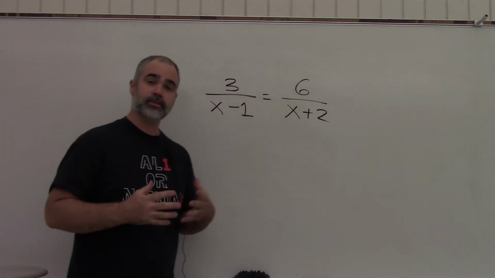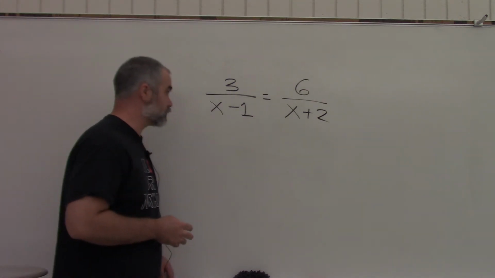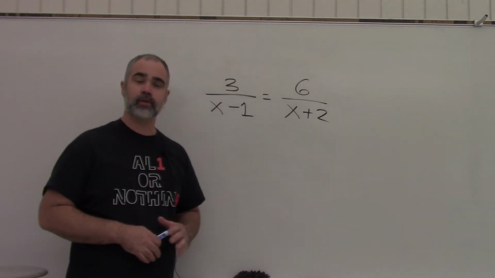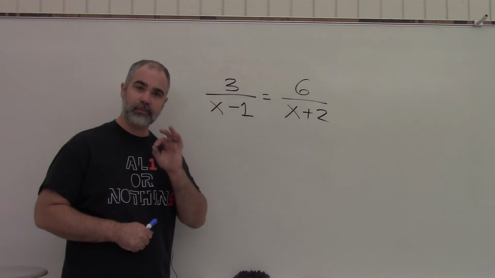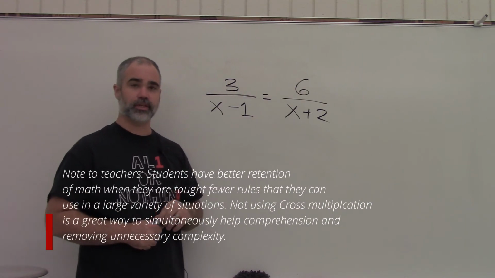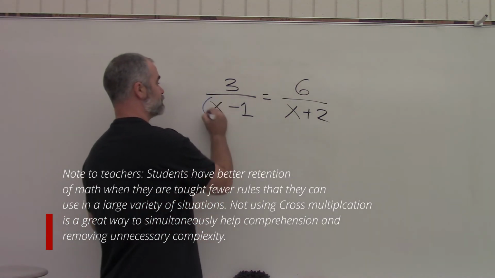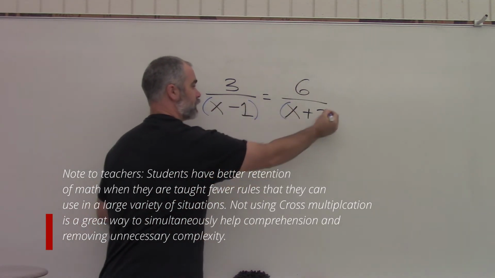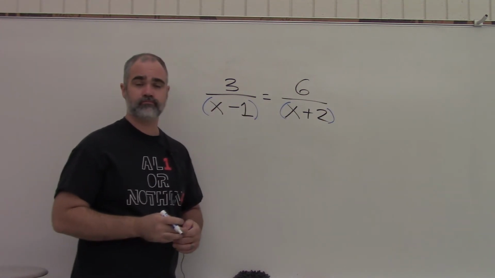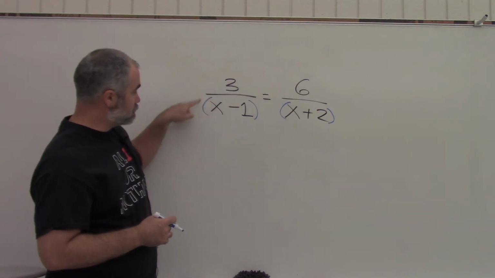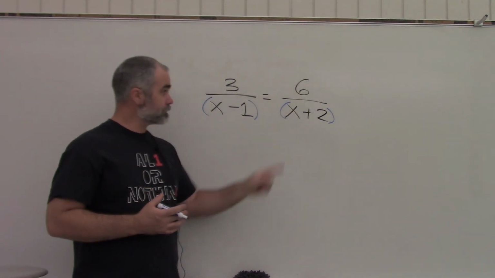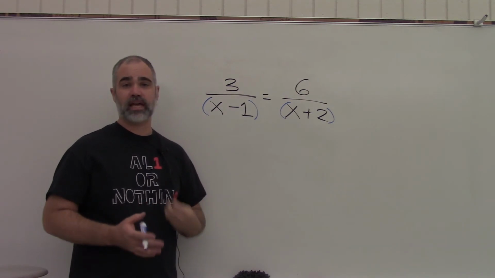All right, so here's a classic situation where some teachers will tell you to cross multiply. I don't think it's a great idea. Let's think about what the opposite is in each situation here. Okay, first thing though that I'm going to do is I'm going to put parentheses around here and around here because there's more than one term. Right, this 3 is being divided by x minus 1. The 6 is being divided by x plus 2.